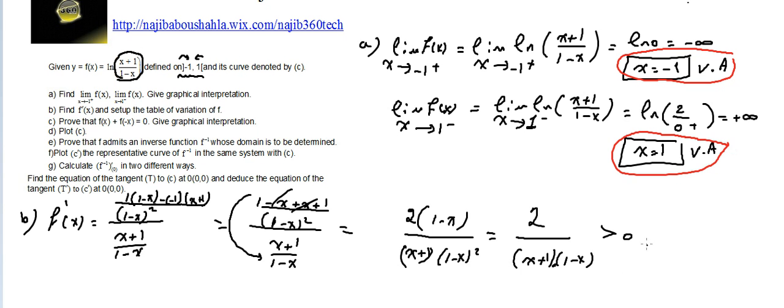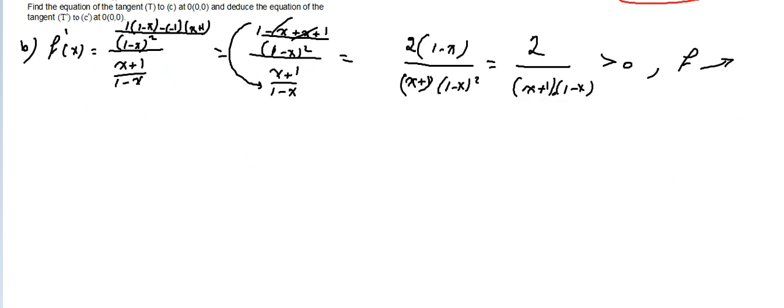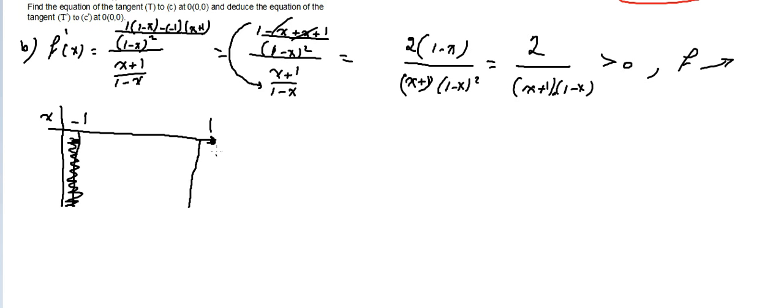This means that the function is a strictly increasing function. That's great. How do we set up the table of variation? In the table of variation, x moves from minus 1 to 1, both excluded. Minus 1 is excluded, right? And 1 is excluded too.